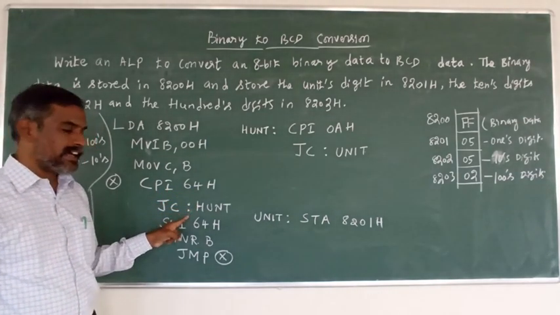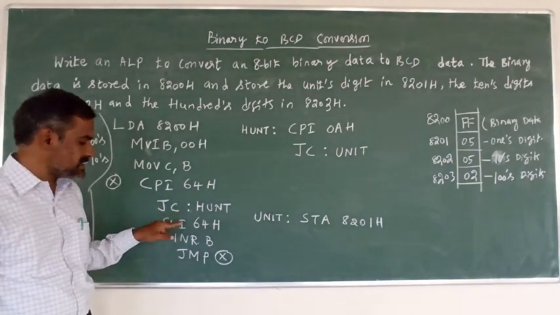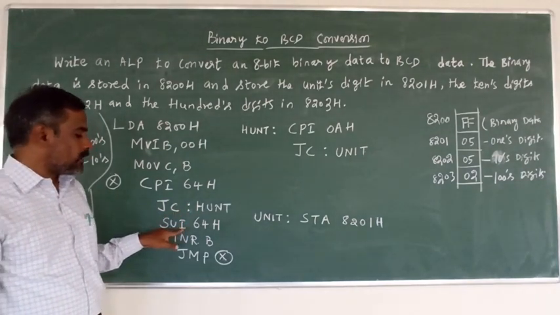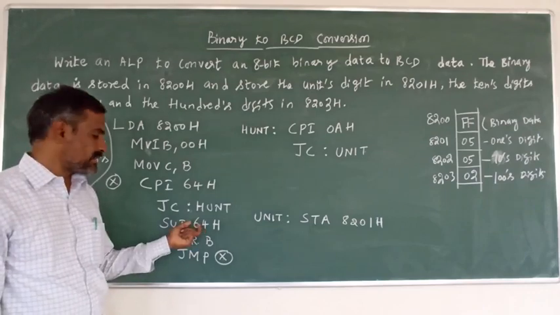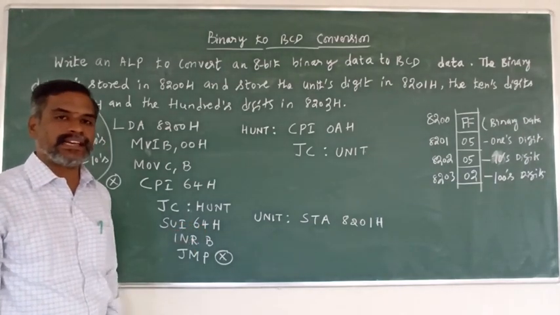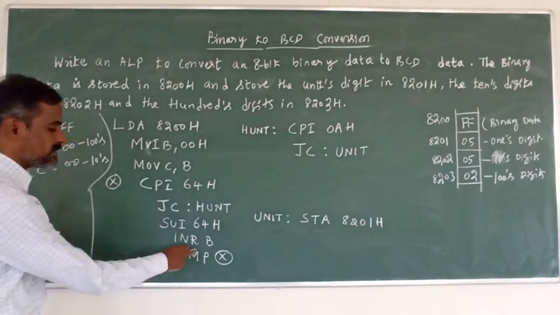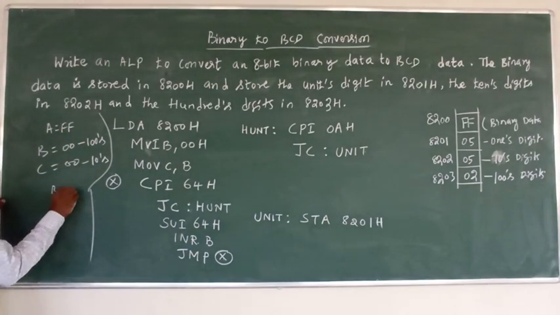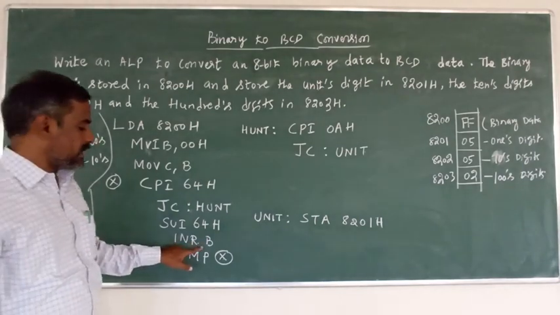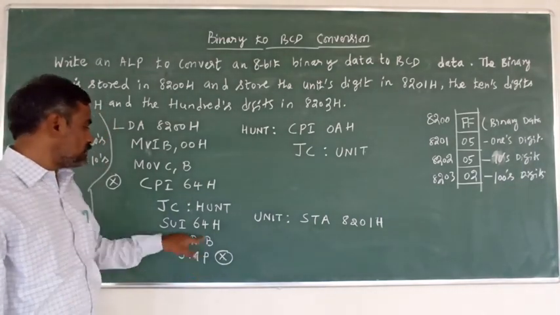And the carry flag will be in reset condition. Reset means again subtract 100 from the accumulator. Now accumulator 155. After subtraction, accumulator is 55. Now increment the B register. B equals 02. Okay. And unconditional jump to this address location.